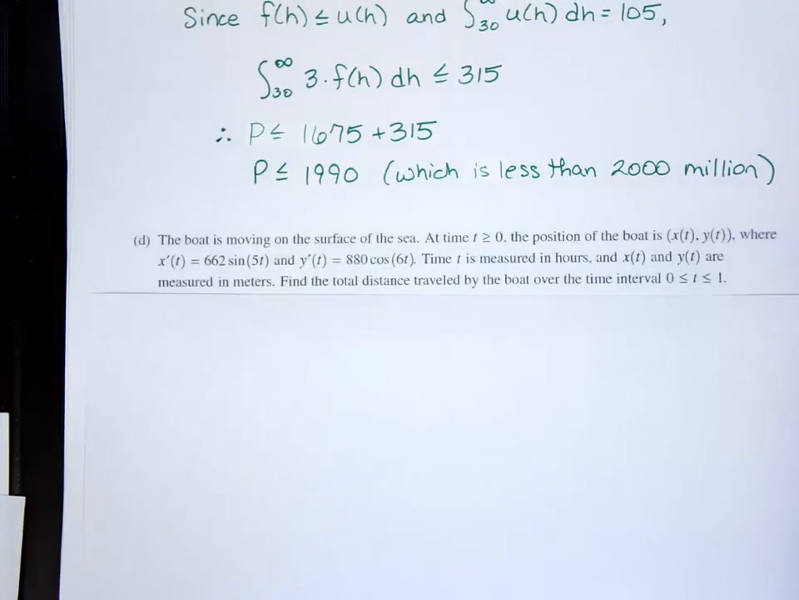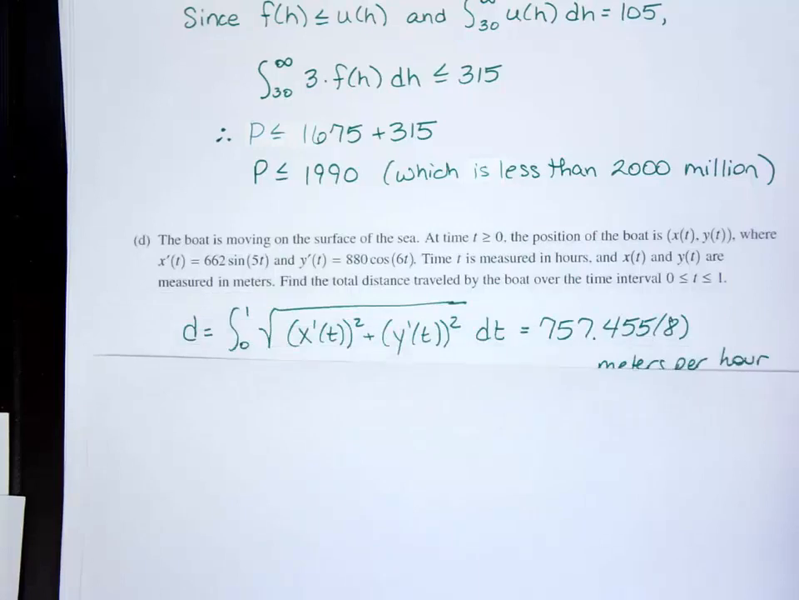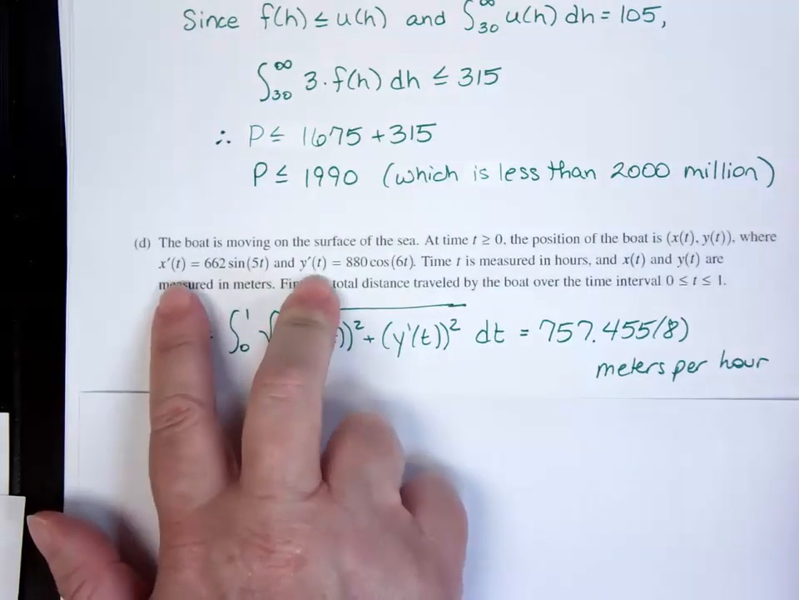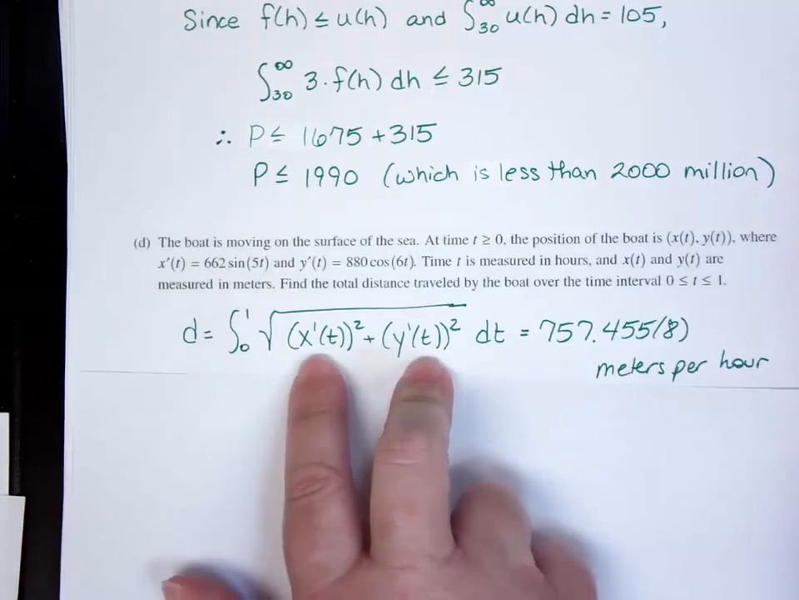All right, part D. The boat is moving on the surface of the sea at time t greater than or equal to 0. The position is x of t and y of t, where x prime and y prime are given. Time is measured in hours. X of t and y of t are measured in meters. Find the total distance traveled. Total distance, when you're dealing with parametrics, is the length of the curve. So the distance is going to be the integral from 0 to 1 of the square root of x prime of t squared plus y prime of t squared.